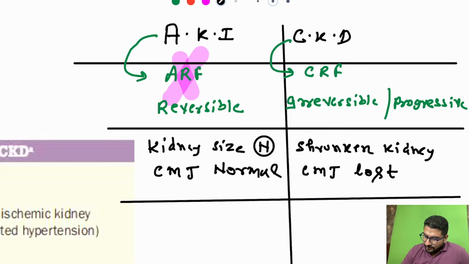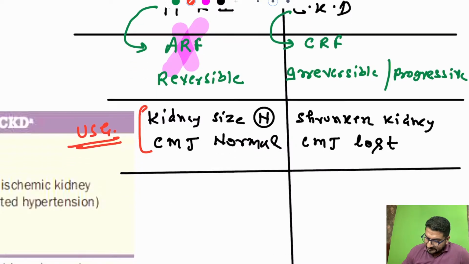Look, to see the size, what do you need to do? To see size, you just need an ultrasound. So with ultrasound you cannot always differentiate. You can differentiate, but in some patients you can't. Then how can we differentiate? Two symptoms. So remember these two terms.